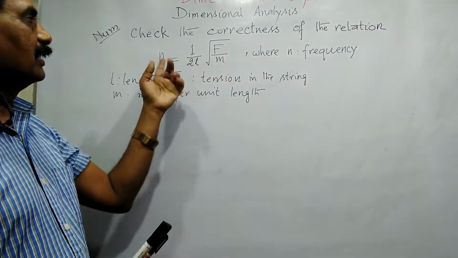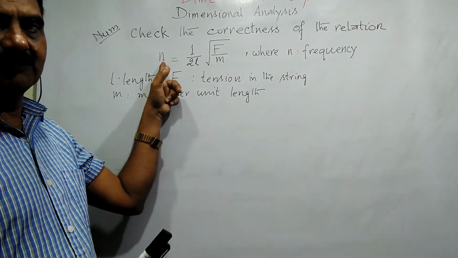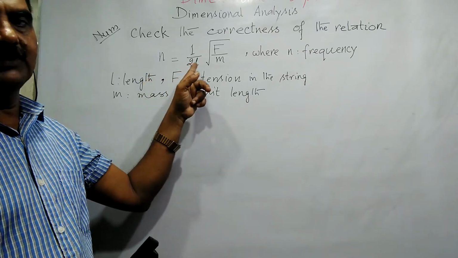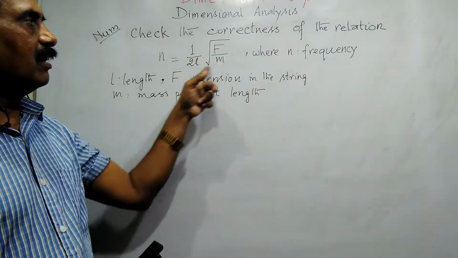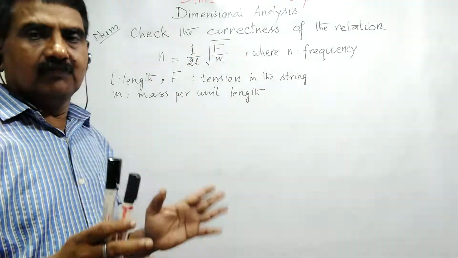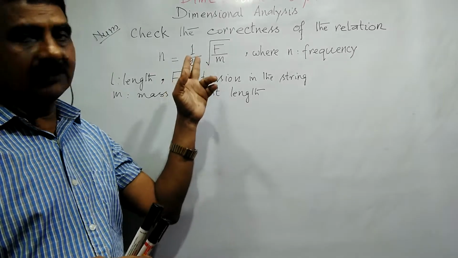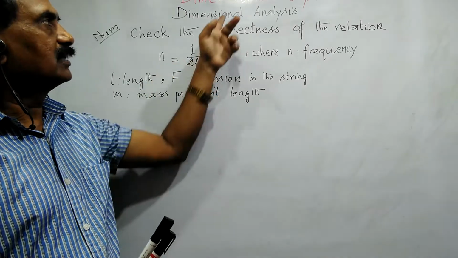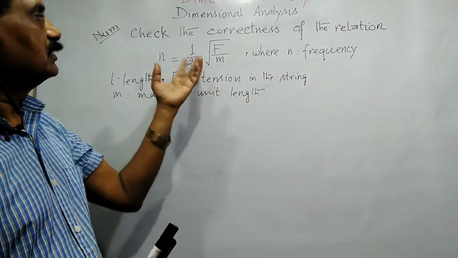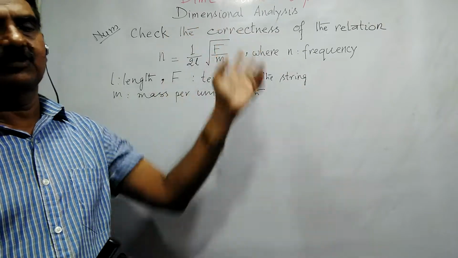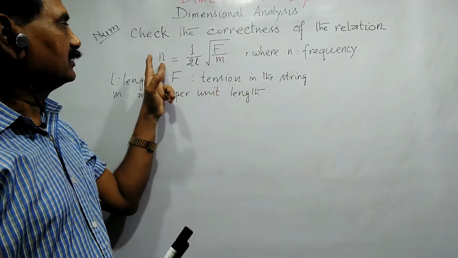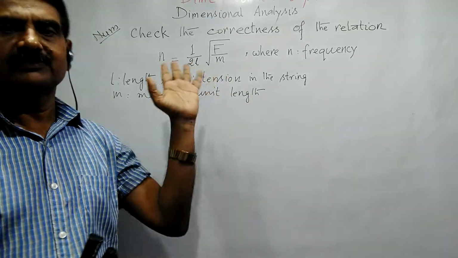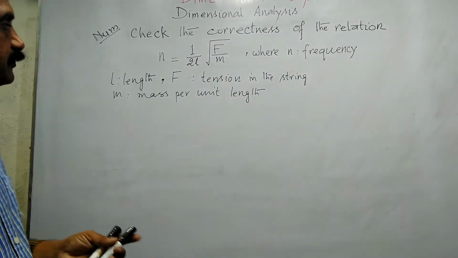So if the dimension of n, meaning the dimension of quantities in LHS, will be equal to the dimension of quantities in RHS, then the principle of homogeneity says that these two are dimensionally same. It means this will check the correctness of the relation. If the dimensions on both sides come out the same, then the relation is correct. Okay, now let us check.